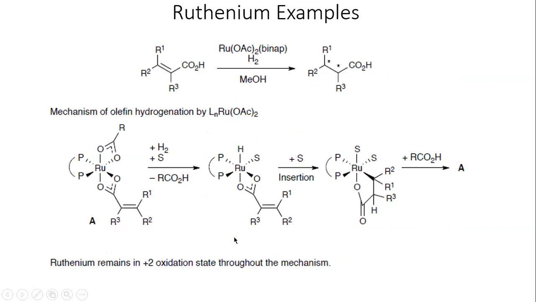But with the Noyori system, with the ruthenium BINAP, again here you are setting two stereocenters by taking a tetrasubstituted alkene and hydrogenating it, which is excellent.